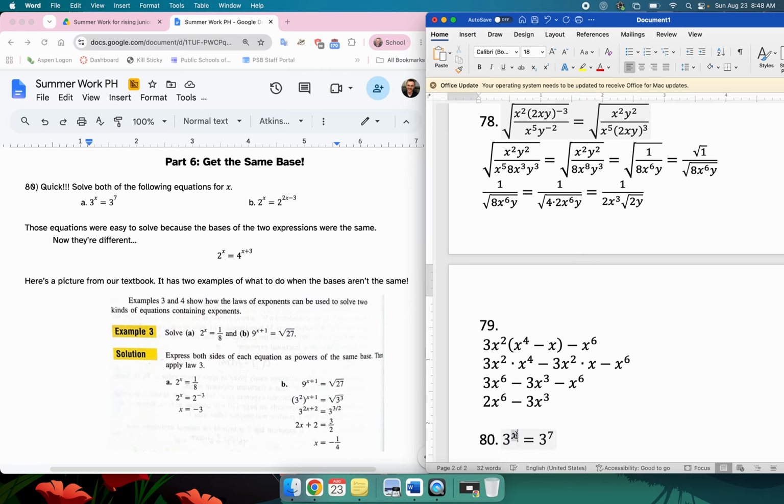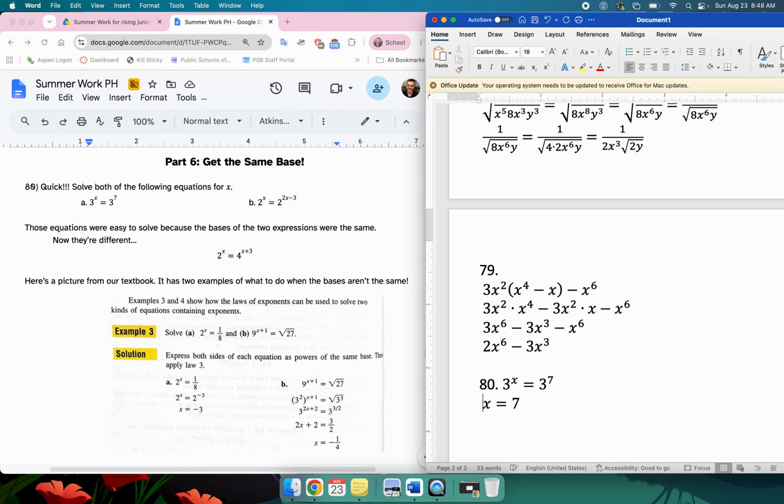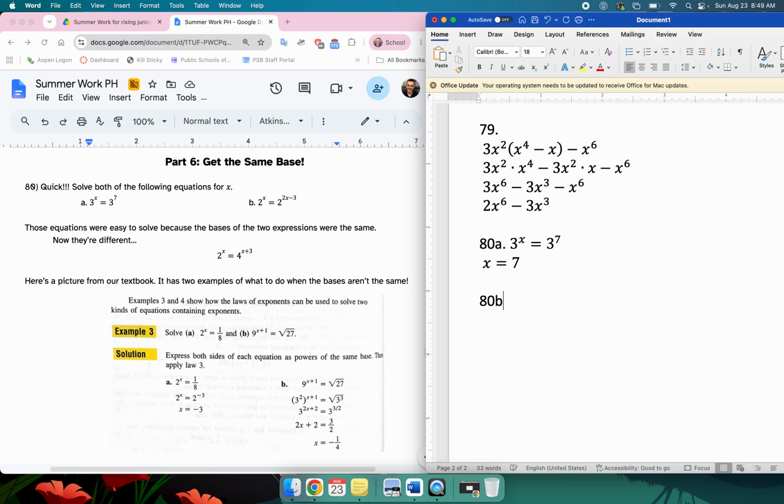So what value of x do you think makes this equation true? Well, obviously 7. Like, if you replace x with 7, then you get a true equation. So therefore, x equals 7 is the solution to that equation. That's 80a. 80b, maybe you have to use a little bit more brain power.